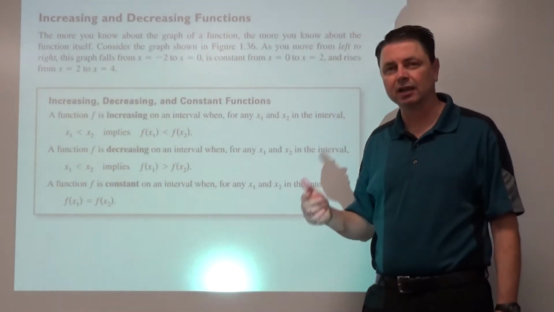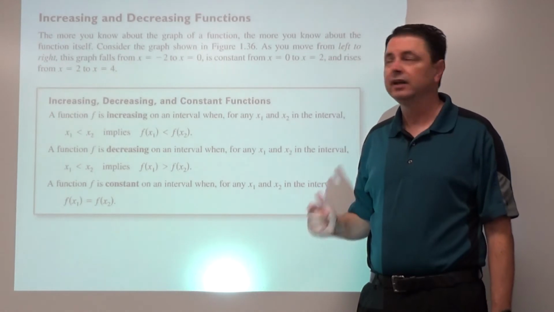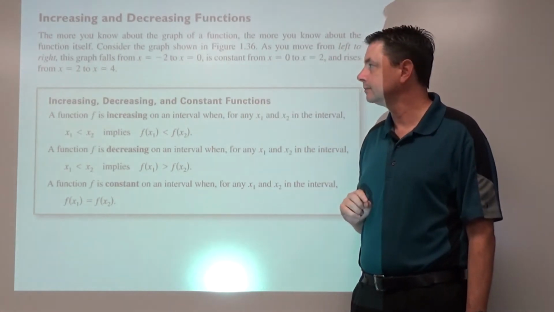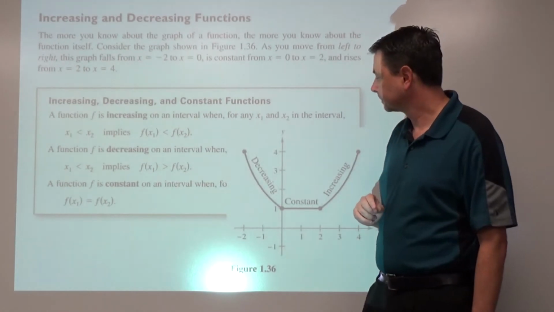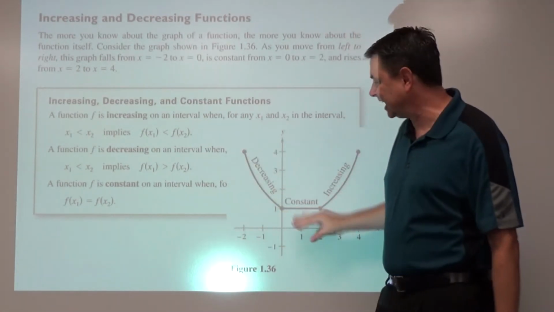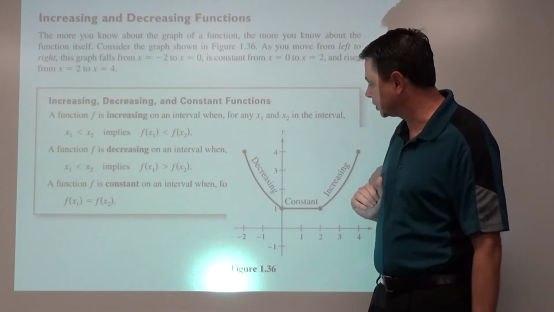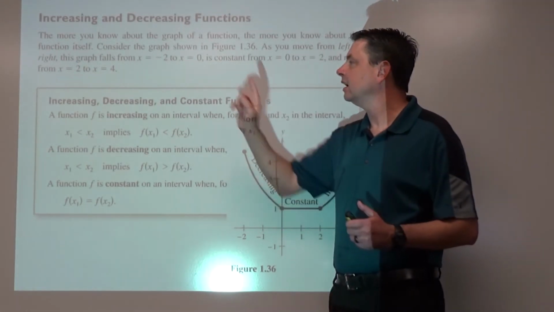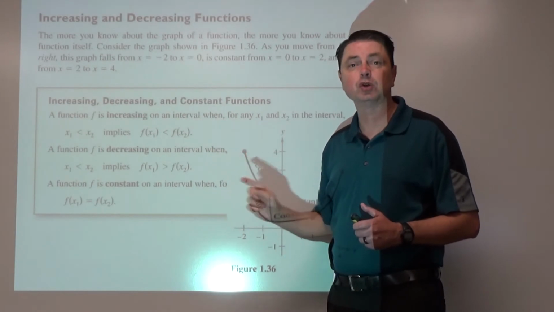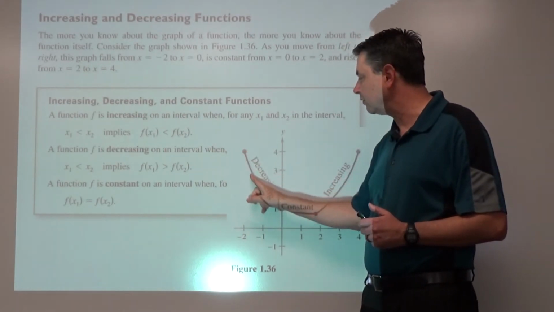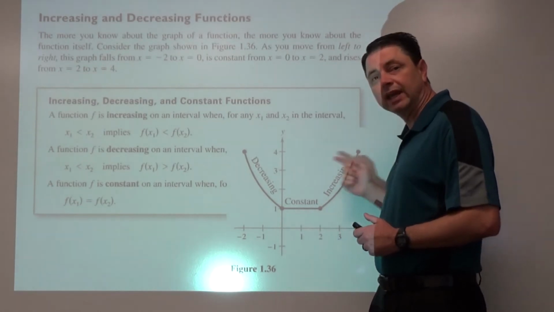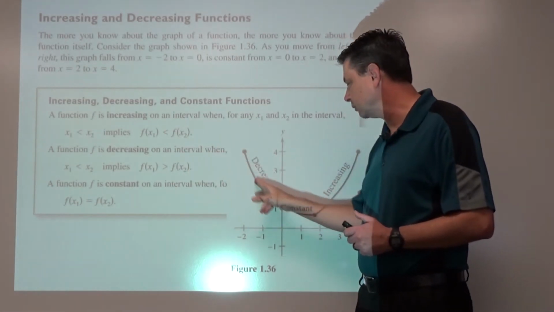We're really going to analyze what the graph looks like to be able to determine where it is increasing, decreasing, and constant. As an example, we've got part of a function listed here. It is decreasing. When you're analyzing increasing, decreasing, and constant, you must travel along the graph, always moving from left to right. It has to be from left to right.